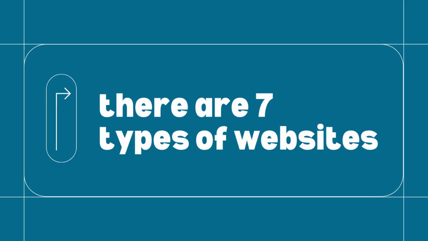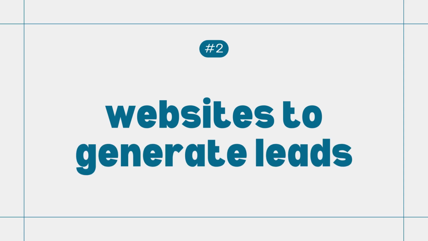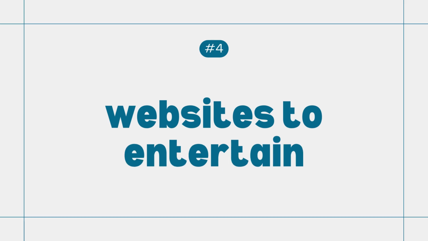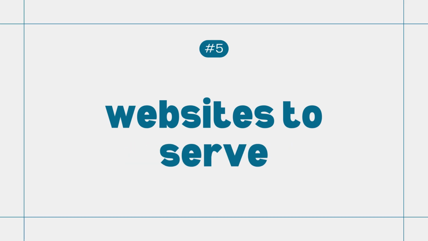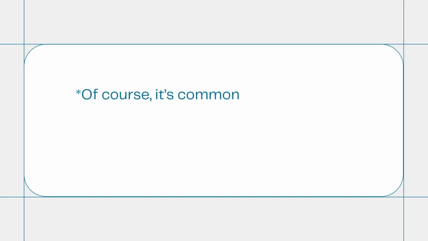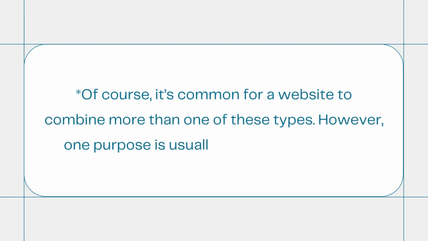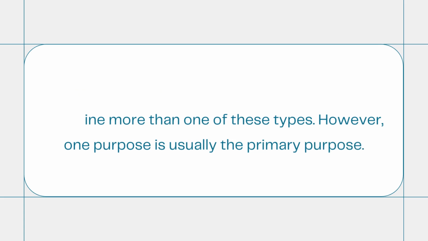There are 7 types of websites: websites to sell, websites to generate leads, websites to inform, websites to entertain, websites to serve, websites to present, and websites to connect. And of course, it's common for a website to combine more than one of these types. However, one purpose is usually the primary purpose.